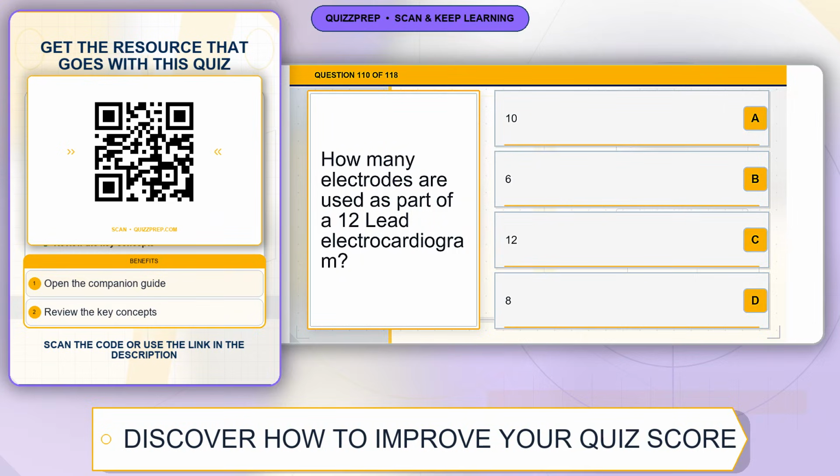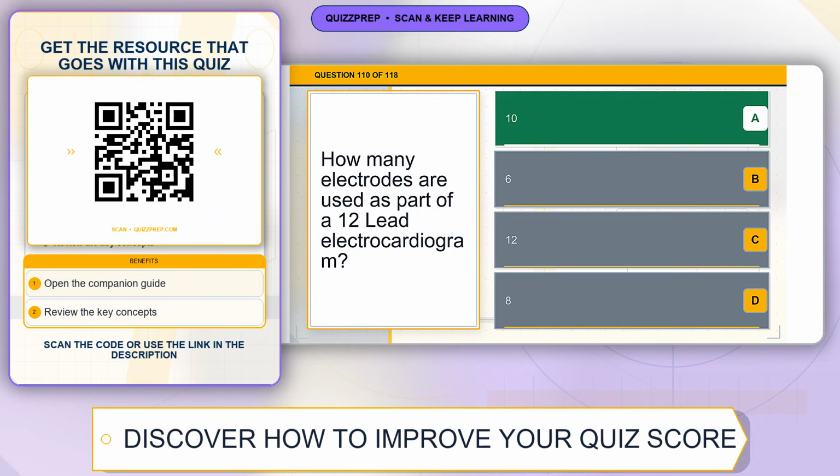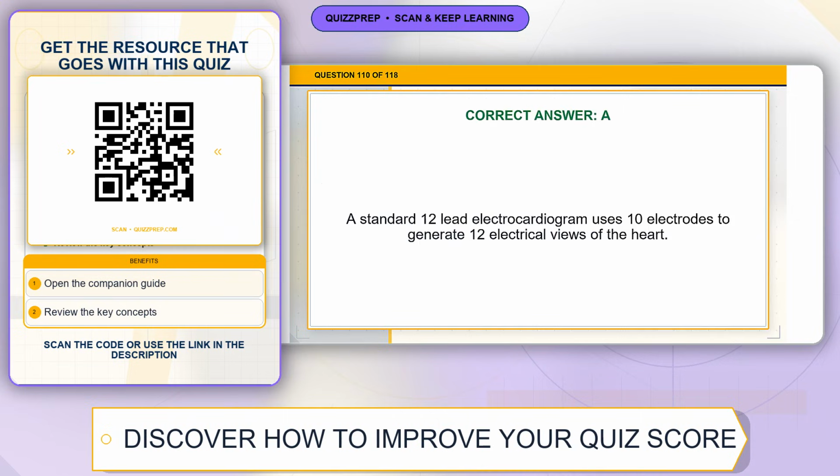Question 110. How many electrodes are used as part of a 12-lead electrocardiogram? Option A. 10. Option B. 6. Option C. 12. Option D. 8. The correct answer is option A. 10. Explanation. A standard 12-lead electrocardiogram uses 10 electrodes to generate 12 electrical views of the heart.